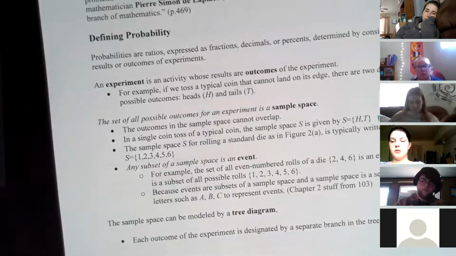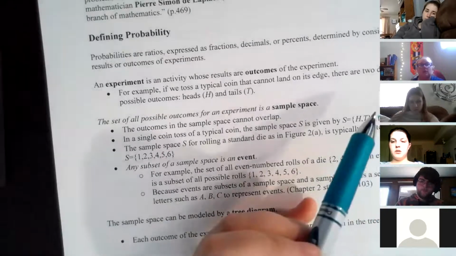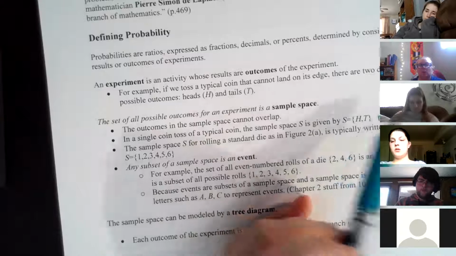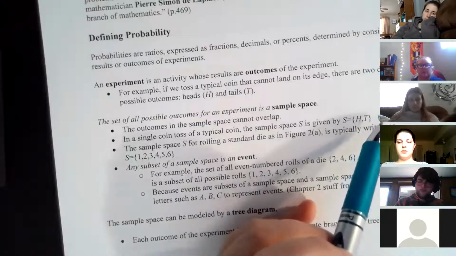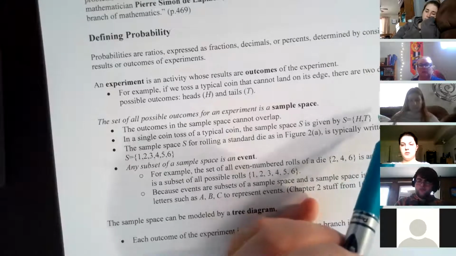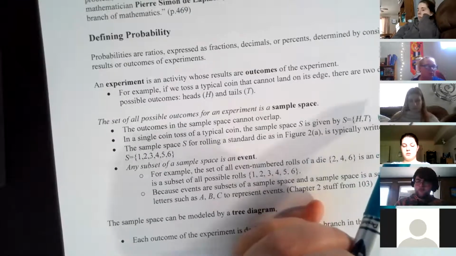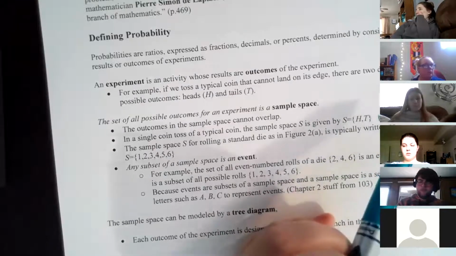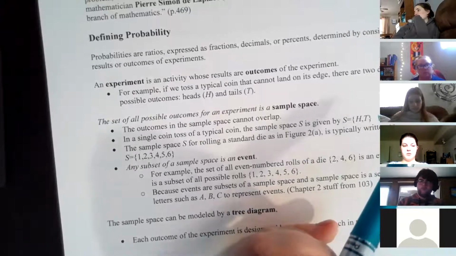If y'all are Googling things or looking up things for lesson plan ideas, these notations tend to show up either as n of S as a function, which means the number of items in the set S, or you can see these absolute value bars around it. That is just the symbol for the cardinality of the set.